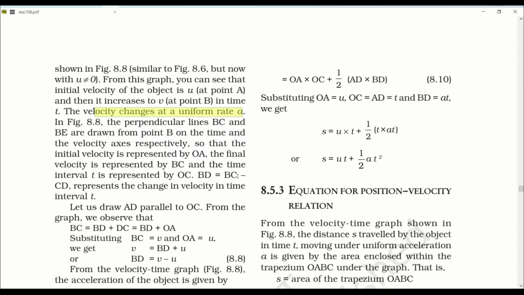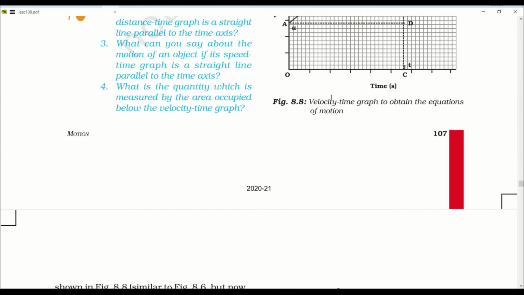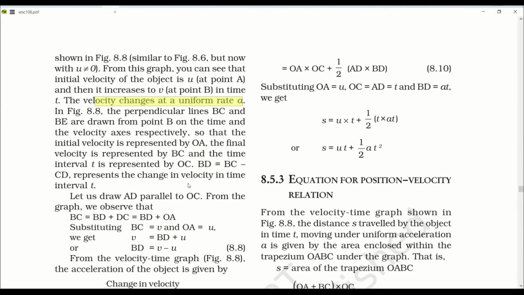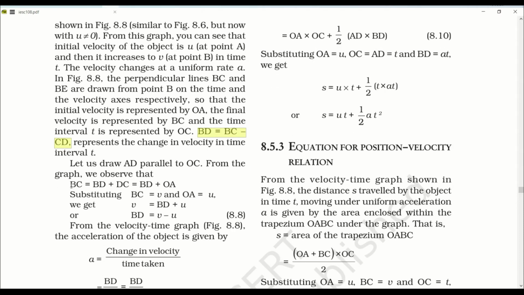BD is equal to BC minus CD. So what is BD? The distance from B to D is equal to the total distance BC minus CD. So BD is equal to BC minus CD, and it represents the change in velocity in time interval t. Let us draw AD parallel to OC. From the graph we observe that BC is equal to BD plus DC.